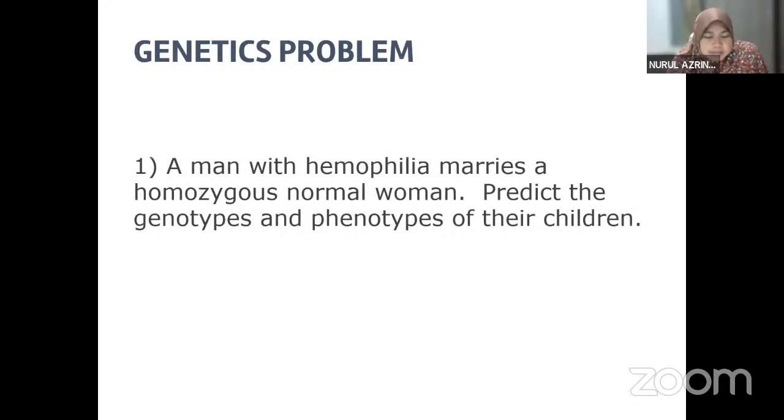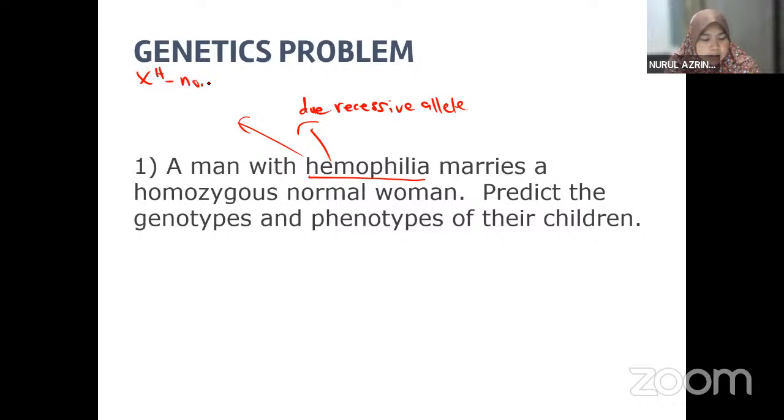Now one example about hemophilia. Hemophilia also happens due to recessive allele. Dia disebabkan oleh allele recessive. So madam bagi clue kat korang. Hemophilia, kalau X capital H, this one maknanya normal. Kalau X small h, kalau ada recessive allele, dia akan ada hemophilia.